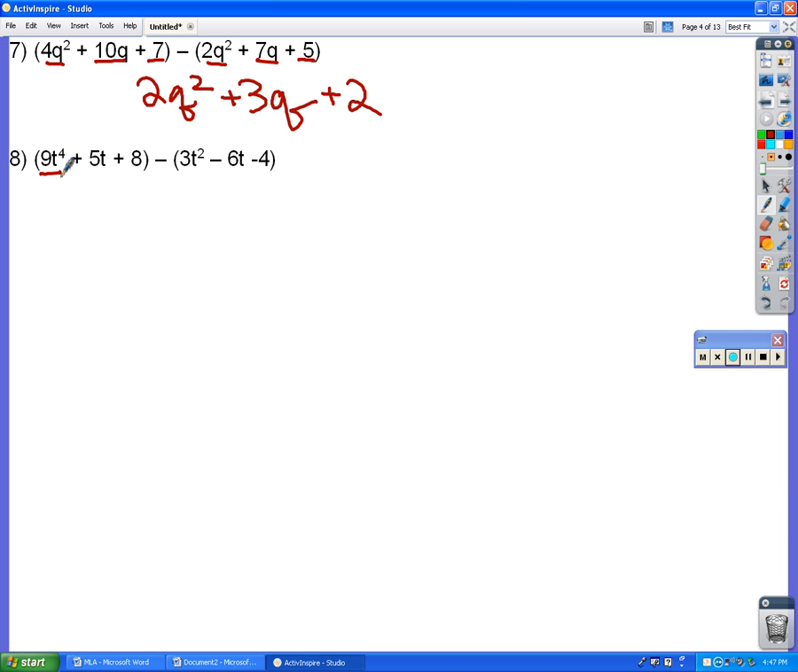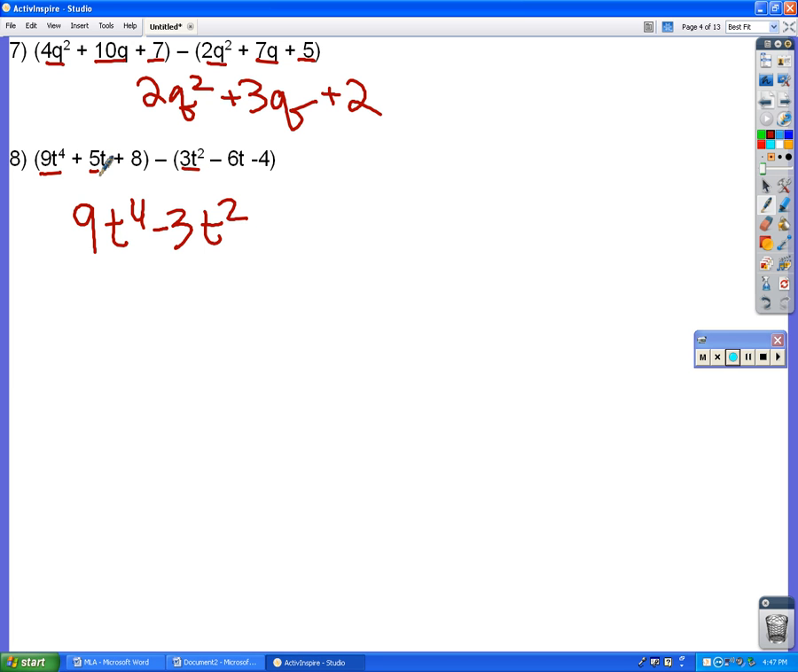Same deal with the next one. Start with the highest power, which is to the 4th, and since I don't have any other terms to the 4th power, that's just going to be 9t to the 4th. Then I'm going to look for to the 3rd power, and I don't have any, so I'll skip those. Then next is to the 2nd power, so I'm going to go minus 3t squared right there for those.